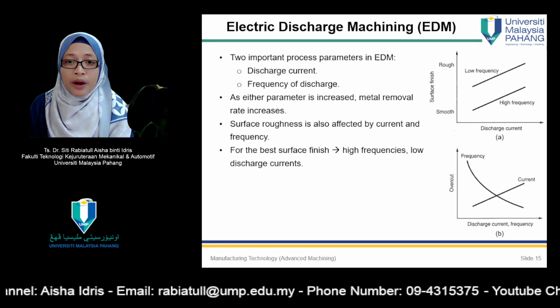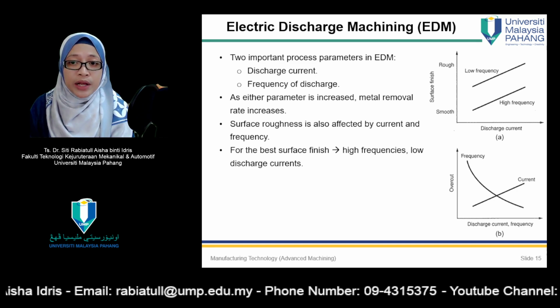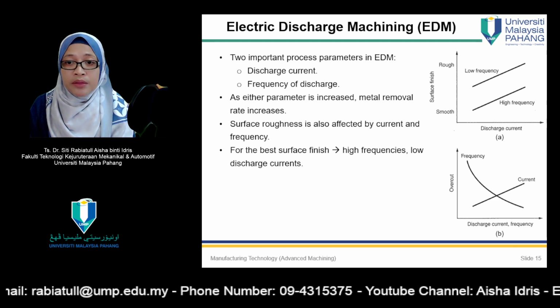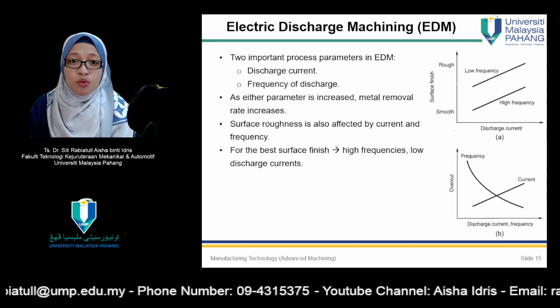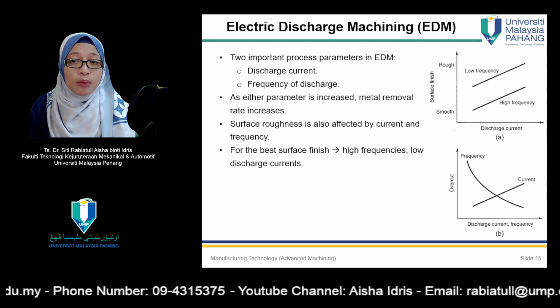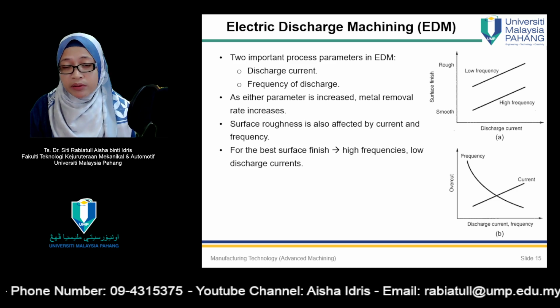The tool wear is usually measured as the ratio of work material removed to tool material removed. This wear ratio ranges between 1 to 100 or slightly above, depending on the combination of work and electrode material.